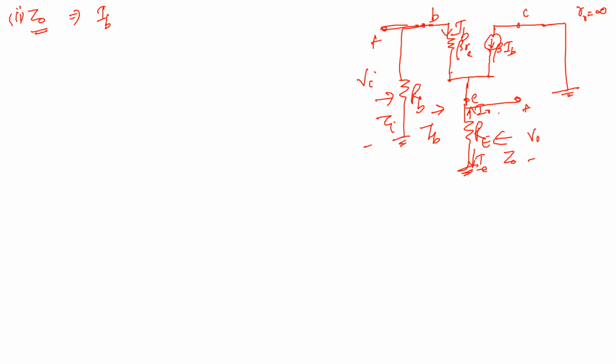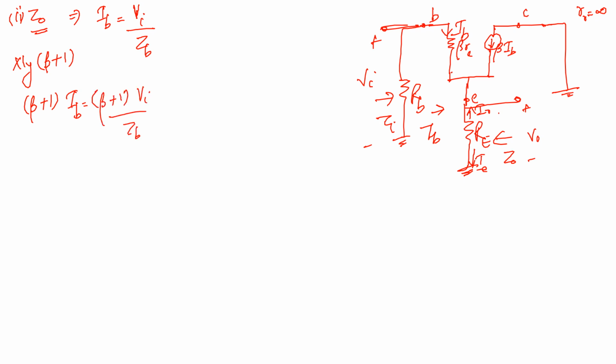In order to find out your Z0, you are starting off with IB. You know that IB is equal to voltage divided by resistor, VI divided by ZB, right? Multiplying both sides by beta plus 1, because our intention is to find out the emitter current IE, I get beta plus 1 into IB is equal to beta plus 1 into VI divided by ZB. Now you know that beta plus 1 into IB is equal to IE. So I can write that IE is equal to beta plus 1 into VI divided by ZB. Already you have calculated what is your ZB: beta re plus beta plus 1 into capital RE, right? Same concept which we have seen in the last derivation.